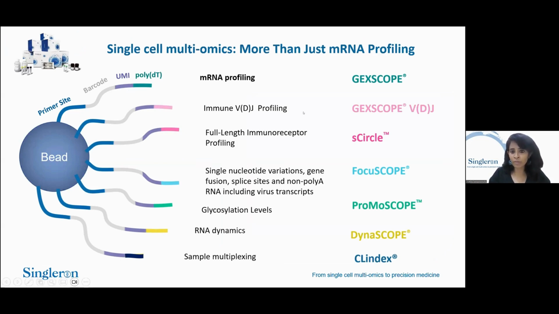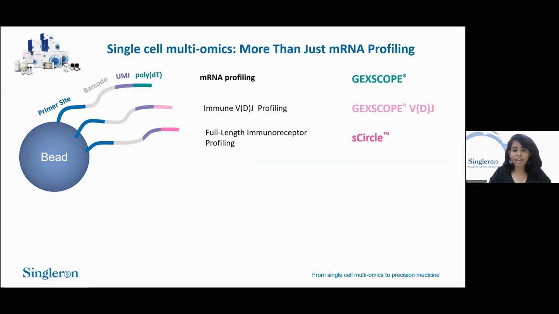So we have the immunoprofiling assays. We have a kit that can do single nucleotide variations, gene fusion, and splice sites, and also non-poly RNA. For example, viral transcripts at the single cell level, some specialized unique solutions that do surface glycosylation level measuring and RNA dynamics, and finally a sample multiplexing kit. For a tumor microenvironment question and a tumor sample, these are probably the most relevant solutions. So I will just cover these quickly.